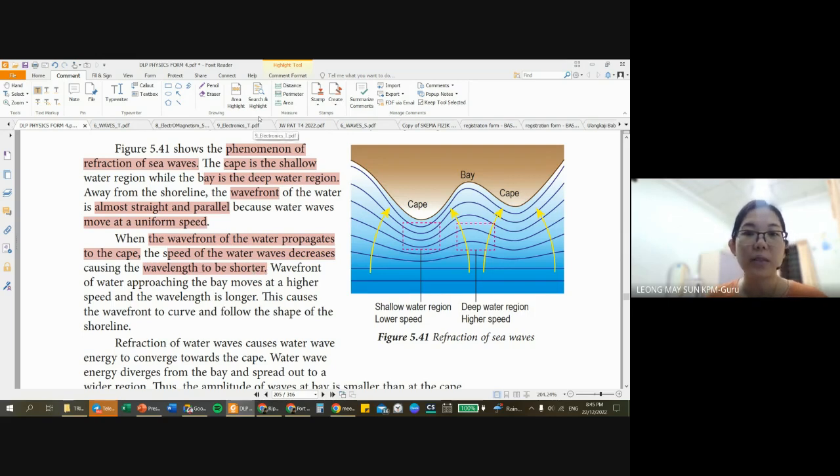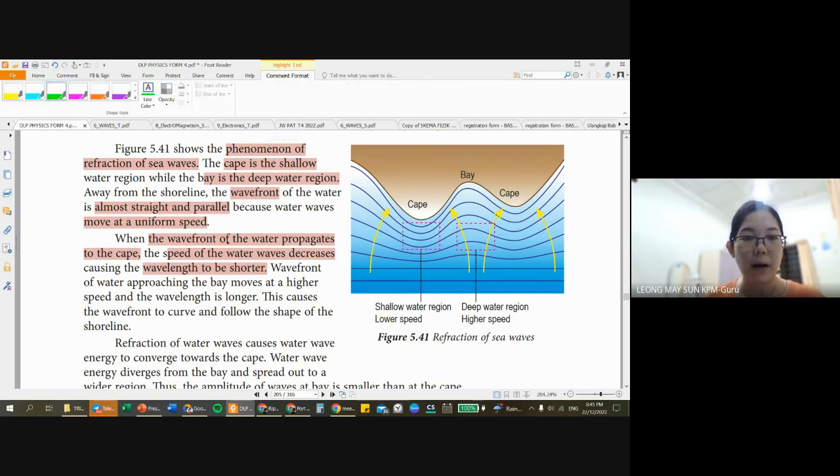And then as the wave fronts move approaching the bay, it moves at a higher speed. It continues on with a higher speed. Why? Because it's deep sea region, it's still deep. The depth of the seabed is still very much more compared to the Cape area. So it's still moving at high speed and the wavelength is longer. This causes the wavefront to curve and follow the shape of the shoreline.